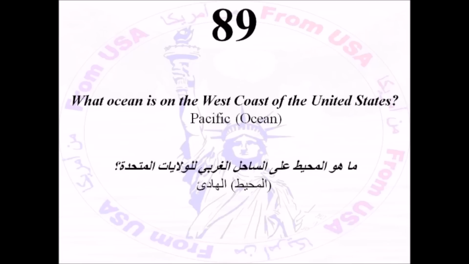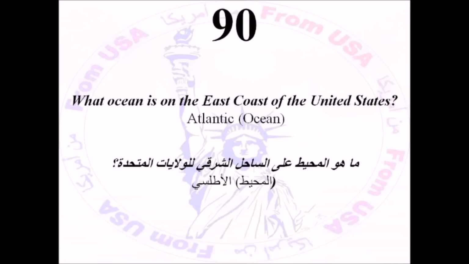89. What ocean is on the west coast of the United States? The Pacific Ocean. 90. What ocean is on the east coast of the United States? The Atlantic Ocean.